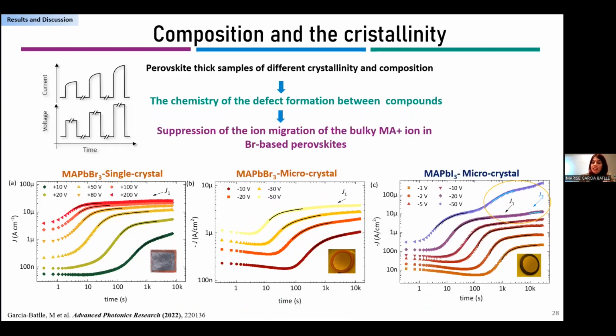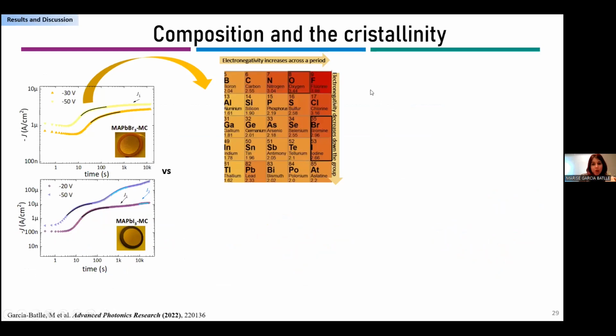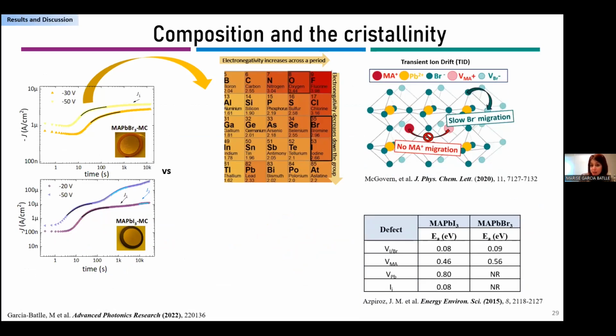So we started checking in the literature, and we observed that yes, in the case of bromide-based perovskite, it sometimes happens that we can observe the suppression of this bulky cation. And if we look at the periodic table, we can see that the electronegativity decreases down the group. So if we think about the bromine-lead bond and the iodine-lead bond, we can think that it's shorter in the case of bromide-based perovskite, and this has been reported and is consistent with our measurements by transient ion drift.